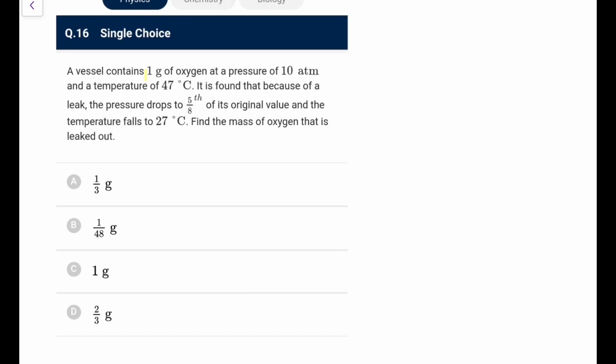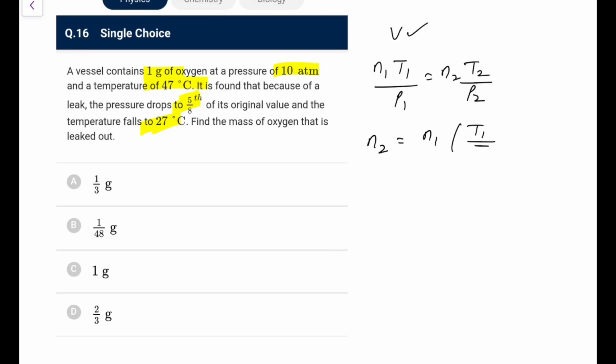A vessel contains a gram of oxygen at a pressure of 10 atm at a temperature 47. It is found that because of the leak, the pressure becomes 5/8 of the original value and temperature also falls. Find the mass of oxygen that is leaked out. So the vessel is there, so volume will remain the same, and pressure is changing, temperature is changing, moles are also changing. So if volume is same, I can simply say N1 T1 upon P1 would be equal to N2 T2 upon P2. So the final N2 moles would be N1 into T1 by T2 into P2 by P1, that you can write. So N1 was whatever it was, let it be N1.